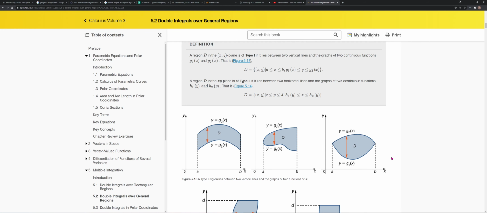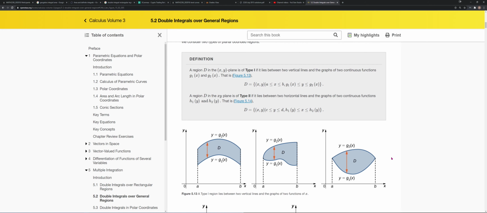Okay, so let's take a look at some illustrations of type 1 and type 2 regions. This is from the book Calculus Volume 3 from OpenStax. Here they have a definition of type 1, and this is the same as my definition, with slightly different notation. They use g1 of x and g2 of x, so g1 of x is the bottom curve and g2 of x is the top curve.